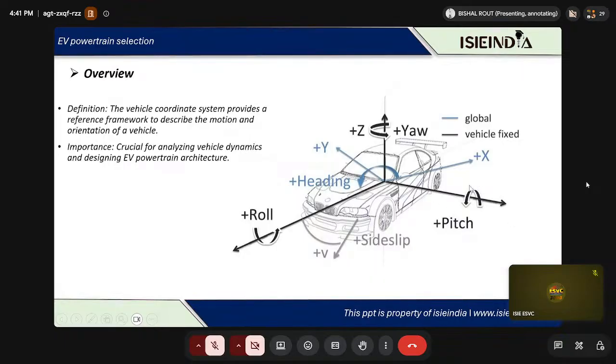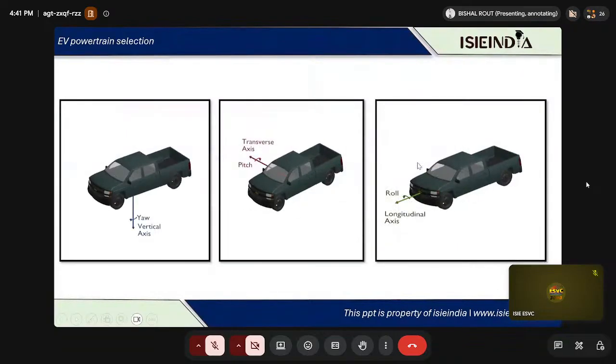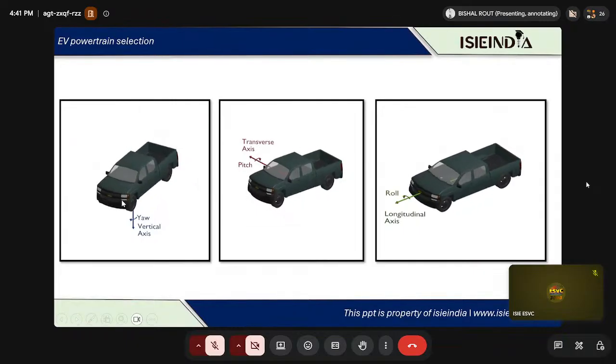Now, what is the y-axis? The y-axis is the lateral axis. If you move along this lateral axis, that is movement along the y-axis, and if you rotate along the y-axis, that is called pitch motion, right? If you move along the z-axis, it is movement along the z-axis, and if you rotate along the z-axis, that is called yaw. In order to control the steering, you are controlling the yaw motion only, right? So steering is controlling the yaw motion.